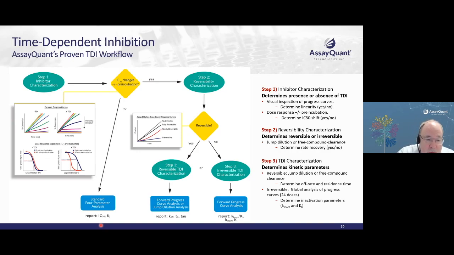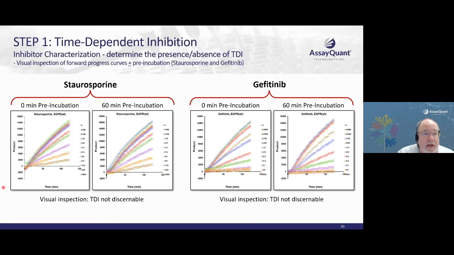So here is what it looks like for the first step. We do plus or minus pre-incubation. For staurosporine and gefitinib, we see that whether it is with or without pre-incubation, all the curves look fairly linear, straight from the origin, and just by visual inspection, it doesn't look like there's that much difference in the IC50s, and we'll tabulate that in a bit.